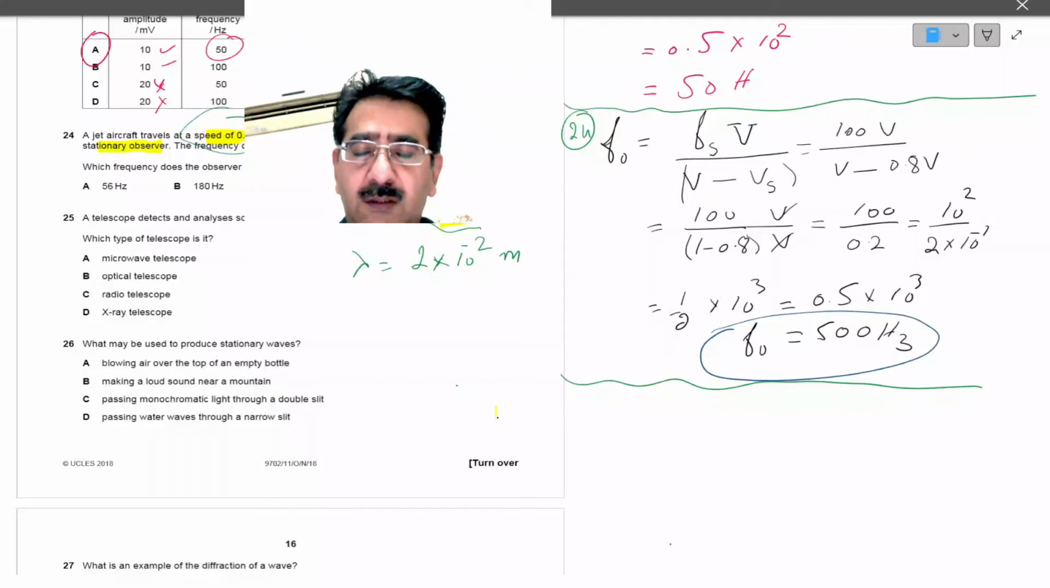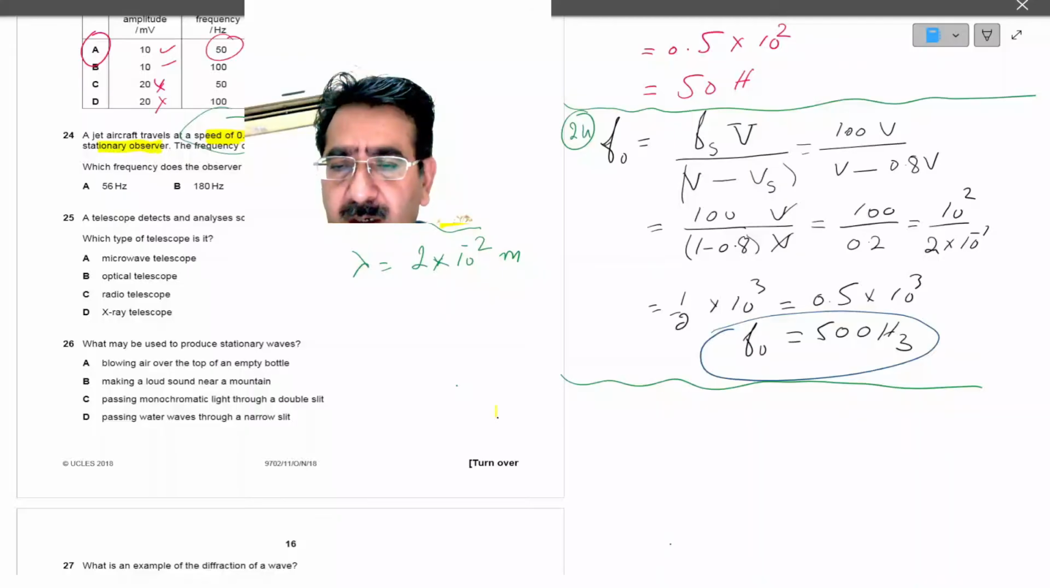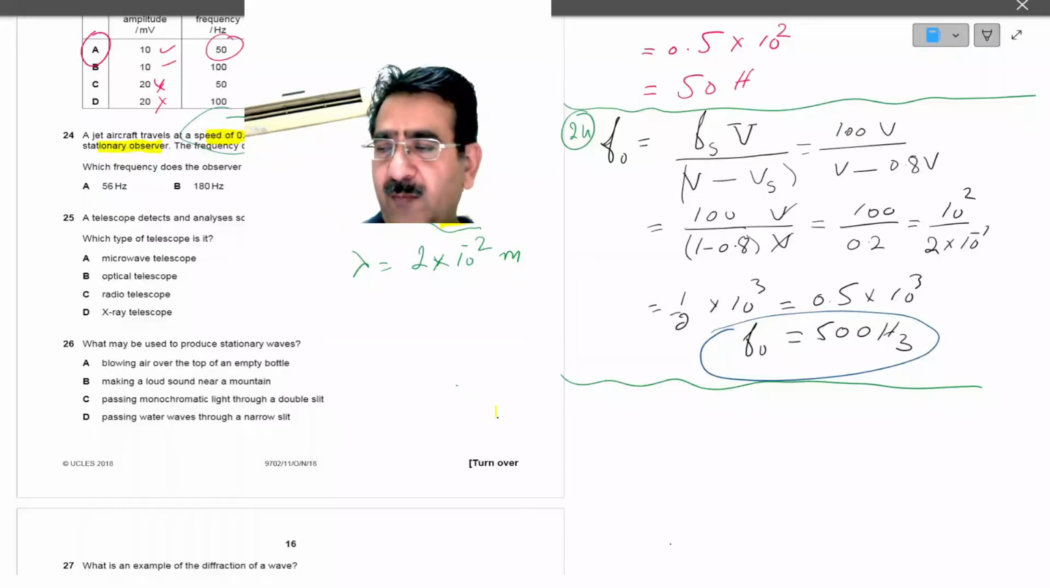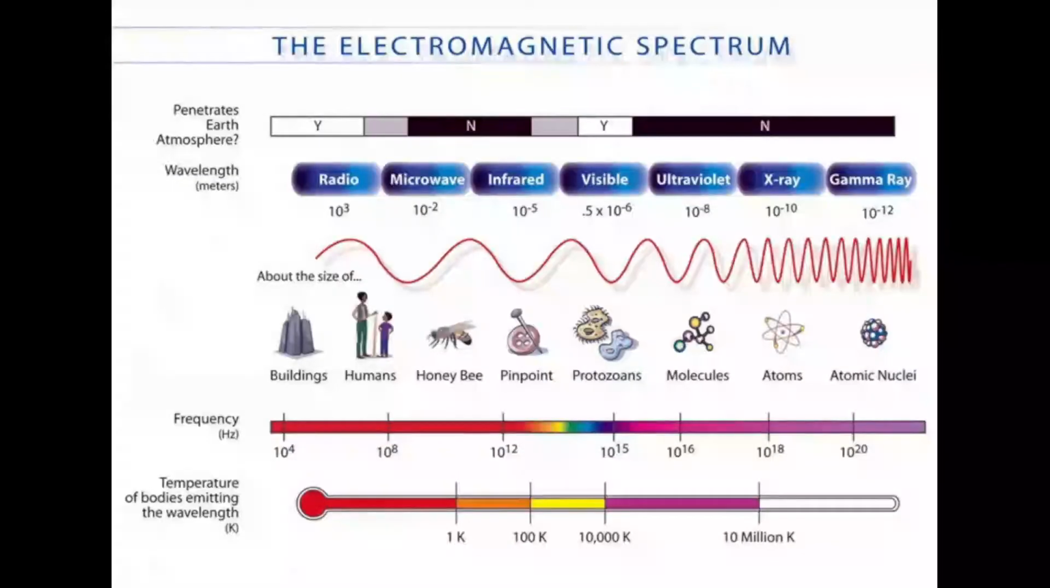So which type of telescope is it: microwave television telescope, optical telescope, radio telescope, or X-ray telescope? As we know, we may observe it with the help of a graph. If 10 raised to power 3, that represents radio. If 10 raised to power minus 2, that is represented by the microwave. If the wavelength is 10 raised to power minus 5, that represents infrared, and so on.